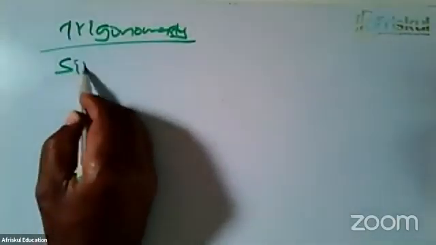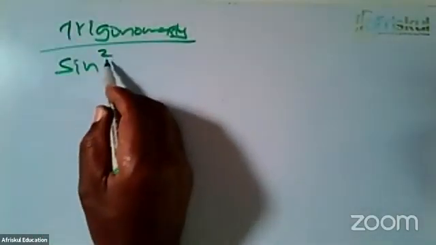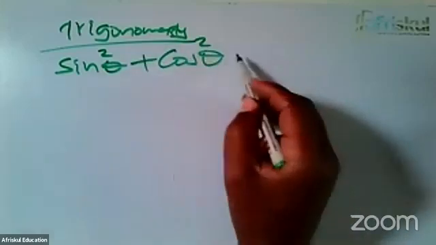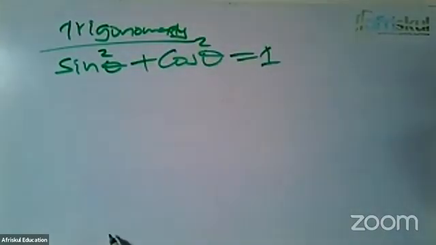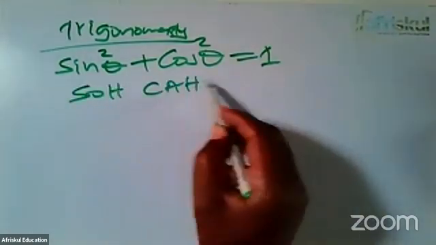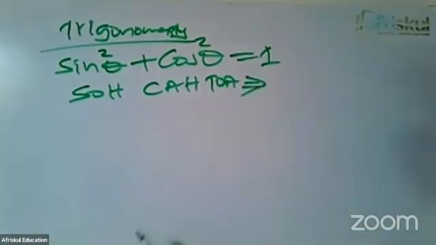Ladies and gentlemen, what have we learned today under trigonometry? Under trigonometry, we've learned about the cardinal rule of sine theta squared plus cosine theta squared being equal to 1. We have also learned about Sokatoa. Very, very important.